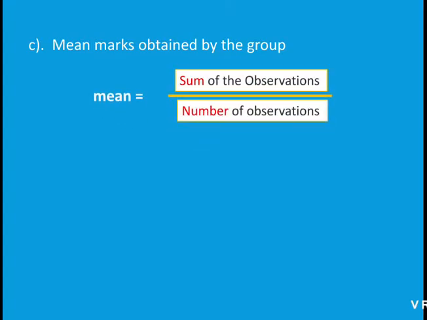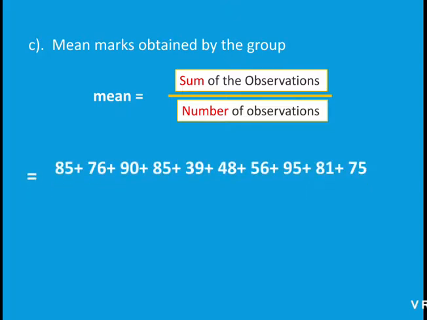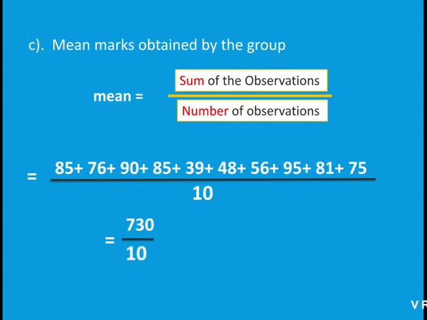One more question is there. Question C, mean marks obtained by the group. For finding mean, we use the equation sum of the observations divided by number of observations. We find the sum of the given observations, then divide by number of observations. How many observations are there? How many numbers are there? Total 10 numbers. Then the sum is 730 divided by 10. Then divide these two numbers very easily. We can find the answer.